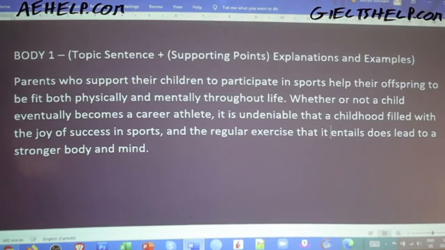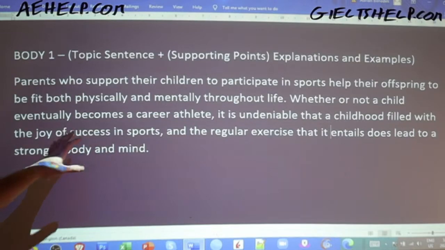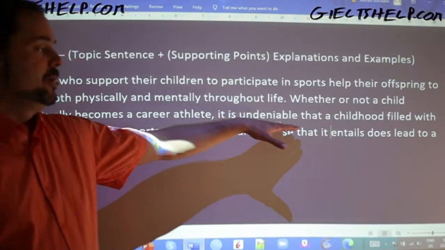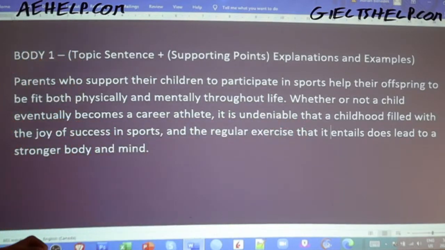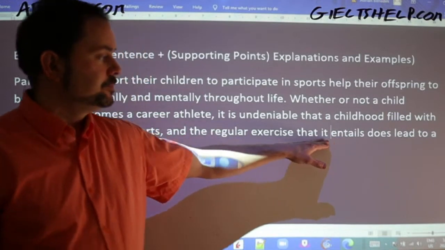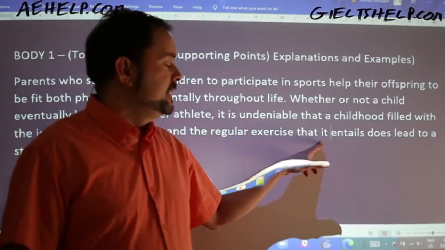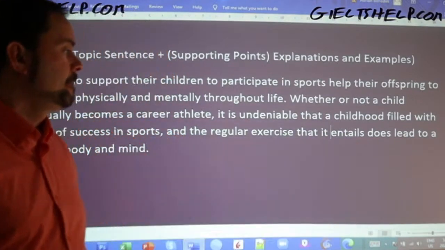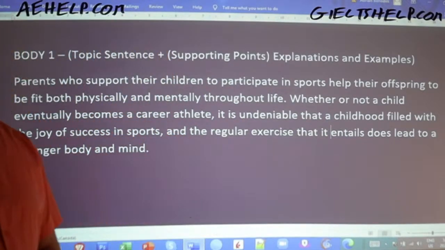As you think of your example, I'll give you a head start. Notice my use of words here. So undeniable, meaning that it cannot be argued. Okay? And another word is entails. Entails means that it involves. Okay. All right. Okay. So here we go.